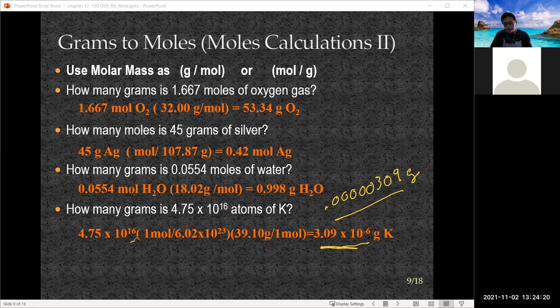And then look at this number here. Look how humongous that number is. That represents how many individual atoms of potassium there are. It is a humongous number, but all of them combined, the total weight is 3.09 times 10 to the negative 6 grams. Extremely tiny. Again, this gives you perspective on the size of the atoms we're talking about. They're extremely, extremely tiny.